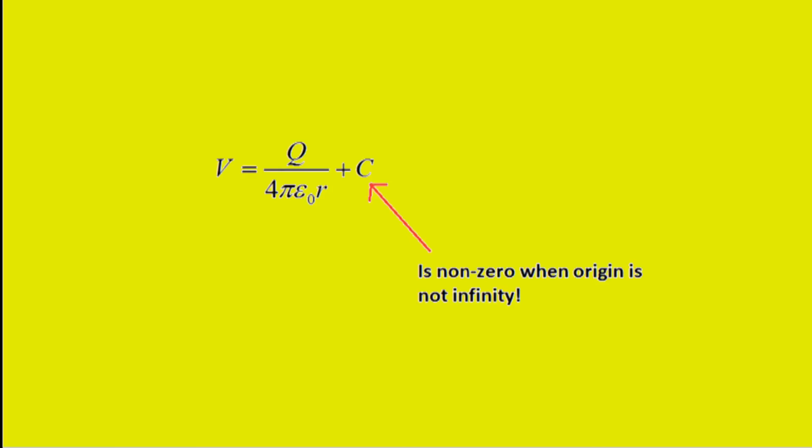One more quick thing. If we choose our initial point to not be infinity, then there will be a constant in the expression for the potential. You may have already realized this when we first derived the formula for the potential difference due to a point charge.